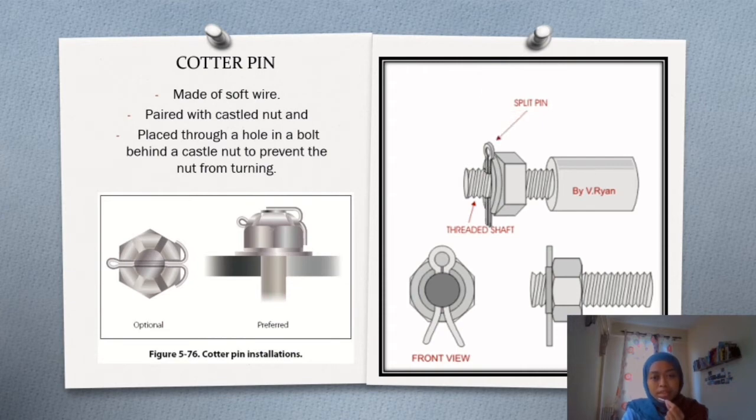As you can see, there is a hole in the shaft that allows the quarter pin to go through the shaft. This is a hole, and this is a quarter pin, and it will go through the shaft. And we can make it more secure if we split the end of the split pin to the other side, like this. It will prevent the castle nut from turning.